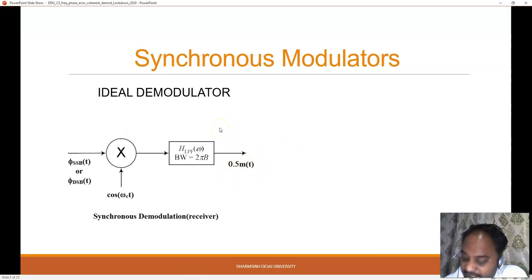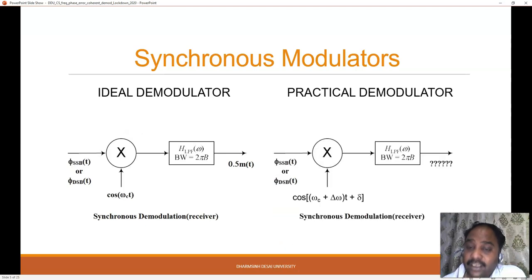This is the ideal demodulator, but in practical demodulators it is not necessary to be cos omega_c t. Here I am writing cos of (omega_c plus delta omega) t plus delta. This delta omega is nothing but the frequency error, which may be in terms of a few hertz, not necessarily kilohertz. Even if fc is 1 megahertz, here it may be 1.001 megahertz, so it makes a difference. What is the difference that we want to know? You get some signal from the product modulator, pass it through the low pass filter, and we have to inquire about this for both the cases, DSB-SC and SSB-SC.